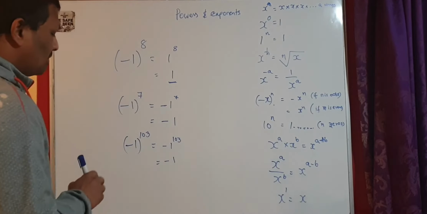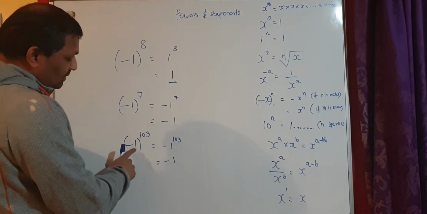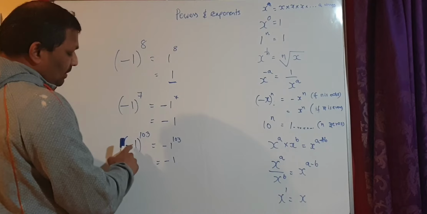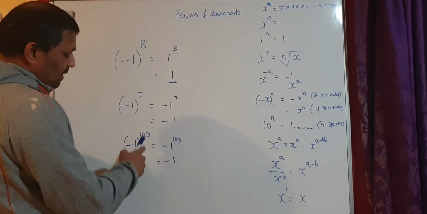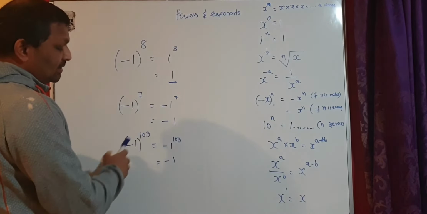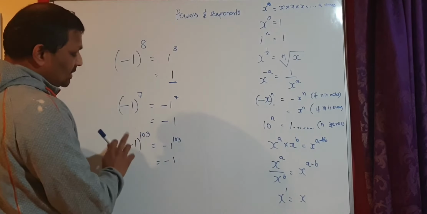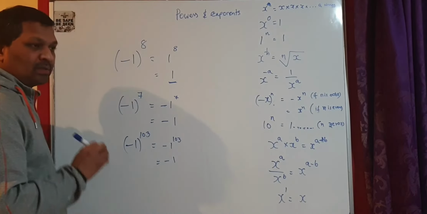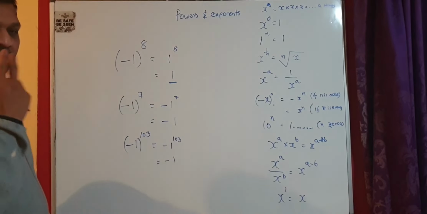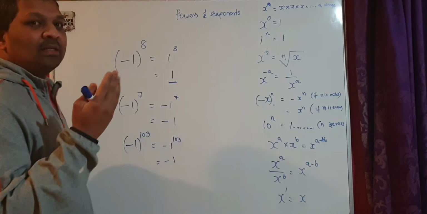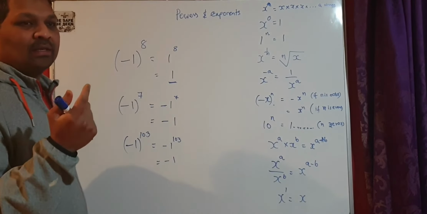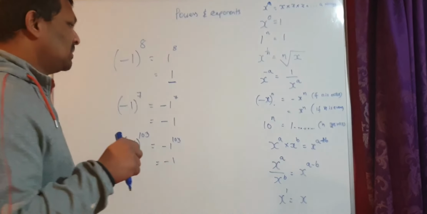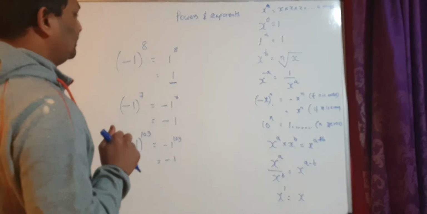Okay, it's important that you understand the difference here. Here the minus is also under the bracket. That means when you evaluate this one, you have to multiply minus 1 by itself: minus 1 into minus 1 into minus 1 into minus 1, like this 103 times. Since 103 is an odd number, you will eventually get a negative here. Because minus into minus is plus, when you multiply two minuses you get a plus. If you multiply three minuses, minus into minus into minus, you will get a minus. Three times you are multiplying the minus by itself, so you got a minus because 3 is an odd number.